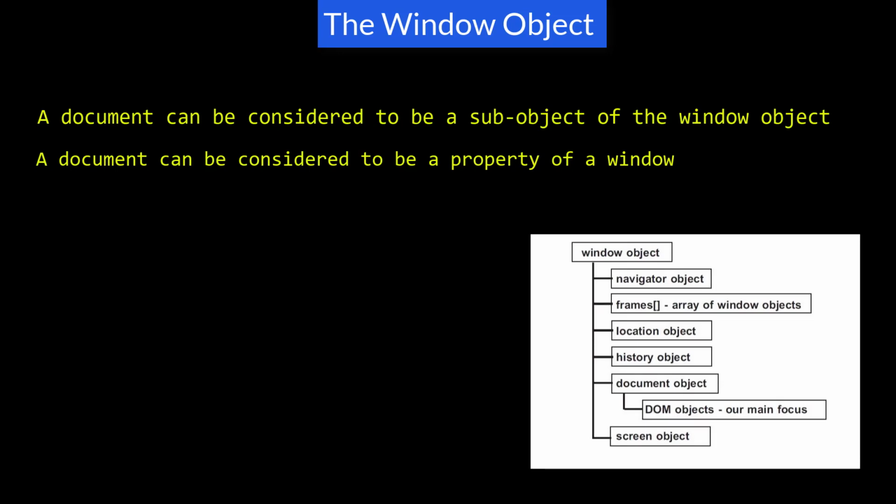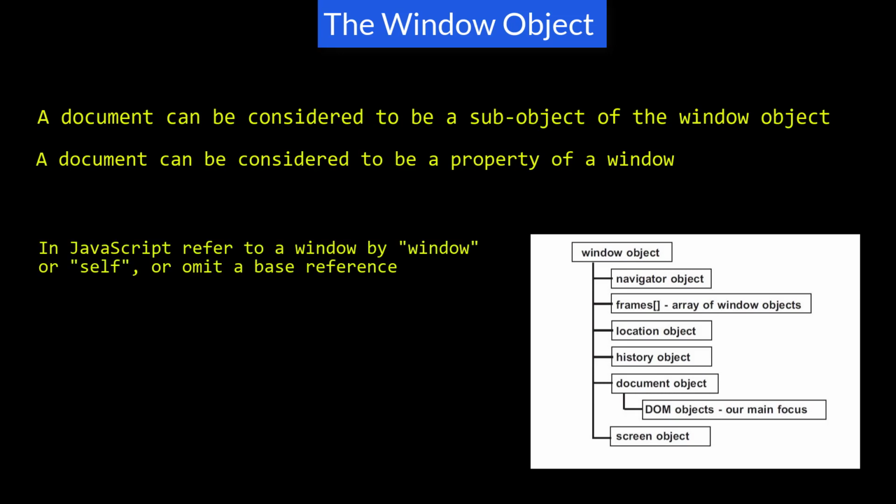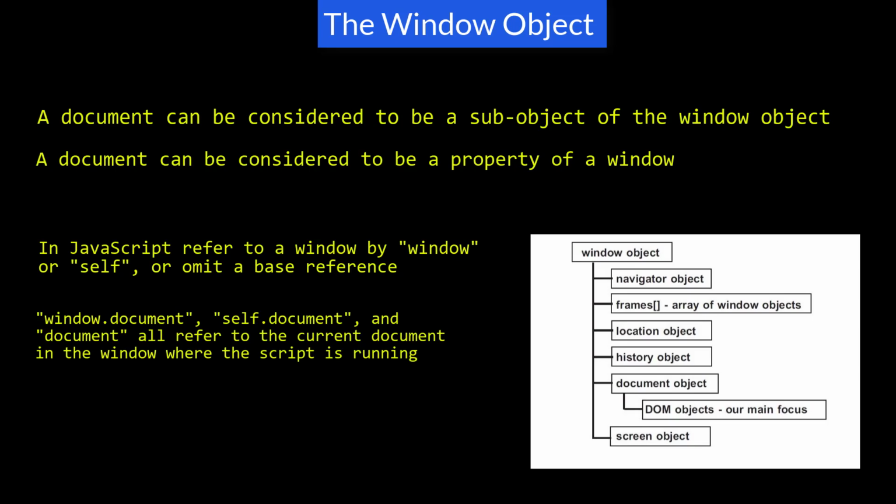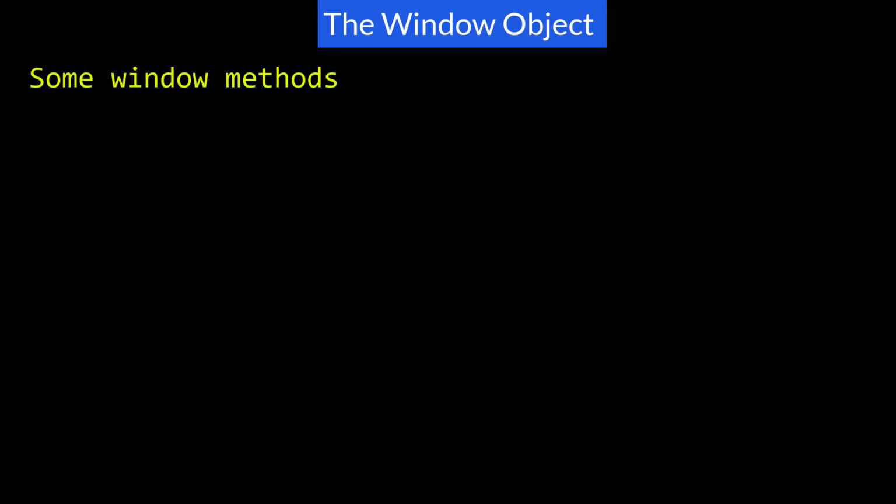In JavaScript, you can refer to the window by using either of the terms window or self, or omit a base reference and it is implicitly window. So window.document, self.document, and document all refer to the current document in the window where the script is running. There are 3 window methods you might want to use in JavaScript.